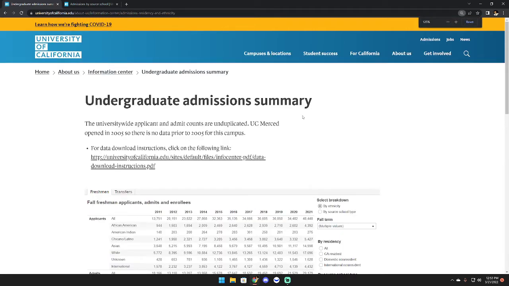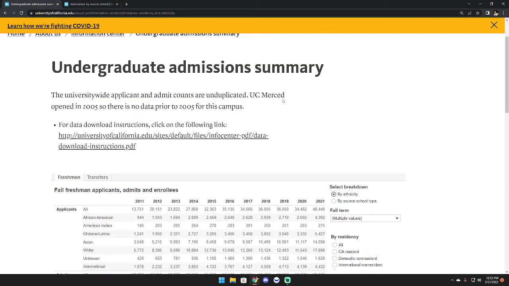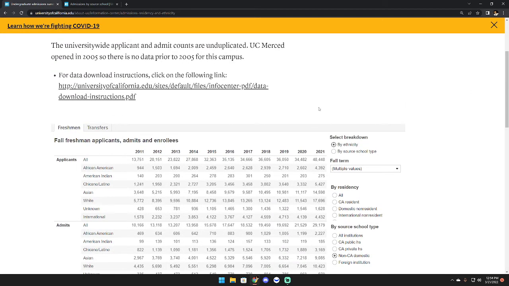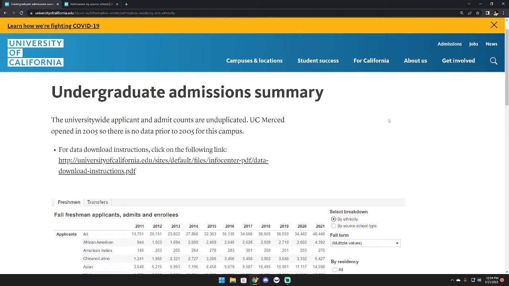I'd like to focus on the UCs because they are pretty good litmus tests, in my opinion. They're pretty good indicators of what your average GPA and your test score should be in relation to applying to schools that are similarly ranked, based on US News rankings. So if you are within, let's say, the rank 20s, which is where UCLA is, then you can expect some of the other schools to be somewhere within the same ballpark in terms of grades and expectations. With that being said, this is the undergraduate admissions summary.